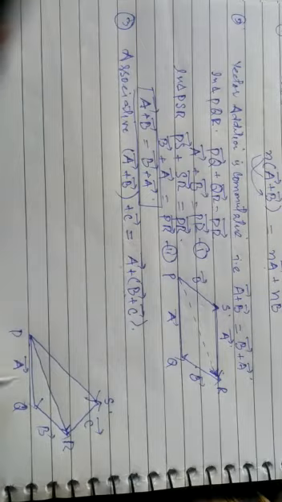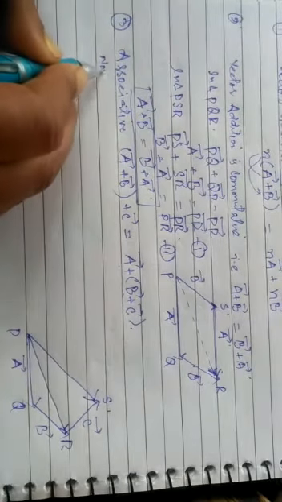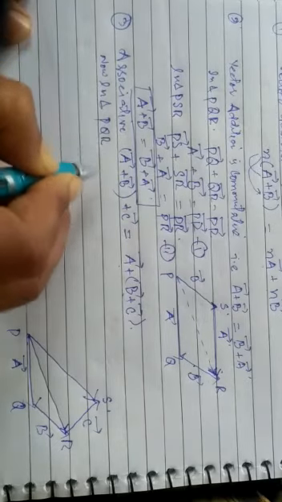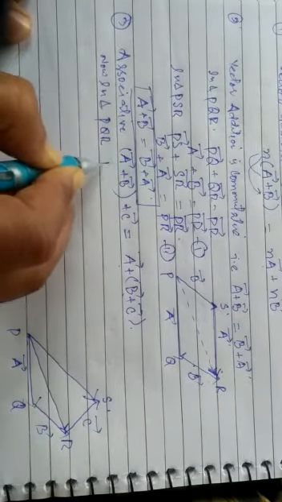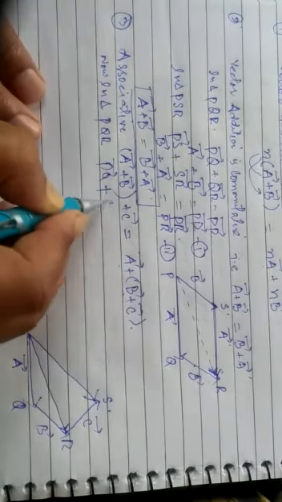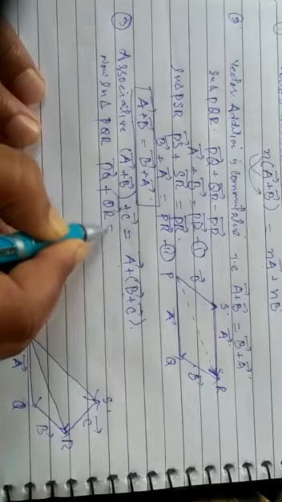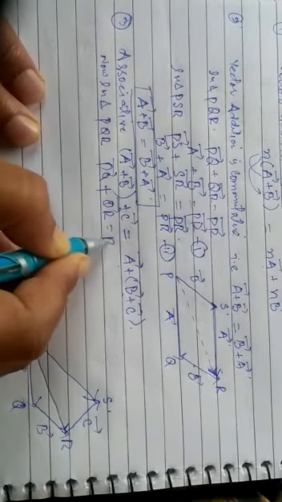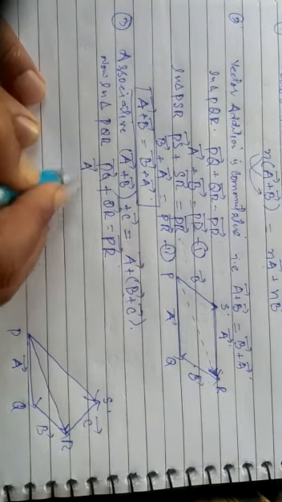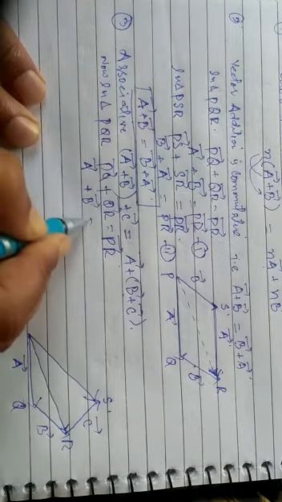So now we can show in triangle PQR what we have. We have PQ vector plus QR vector equal to PR vector. Why PR vector? Because PR vector has the opposite order to that of PQ and QR, and PQ and QR have the same order. So this vector is the sum of the two, that is vector A plus vector B is equal to PR vector.